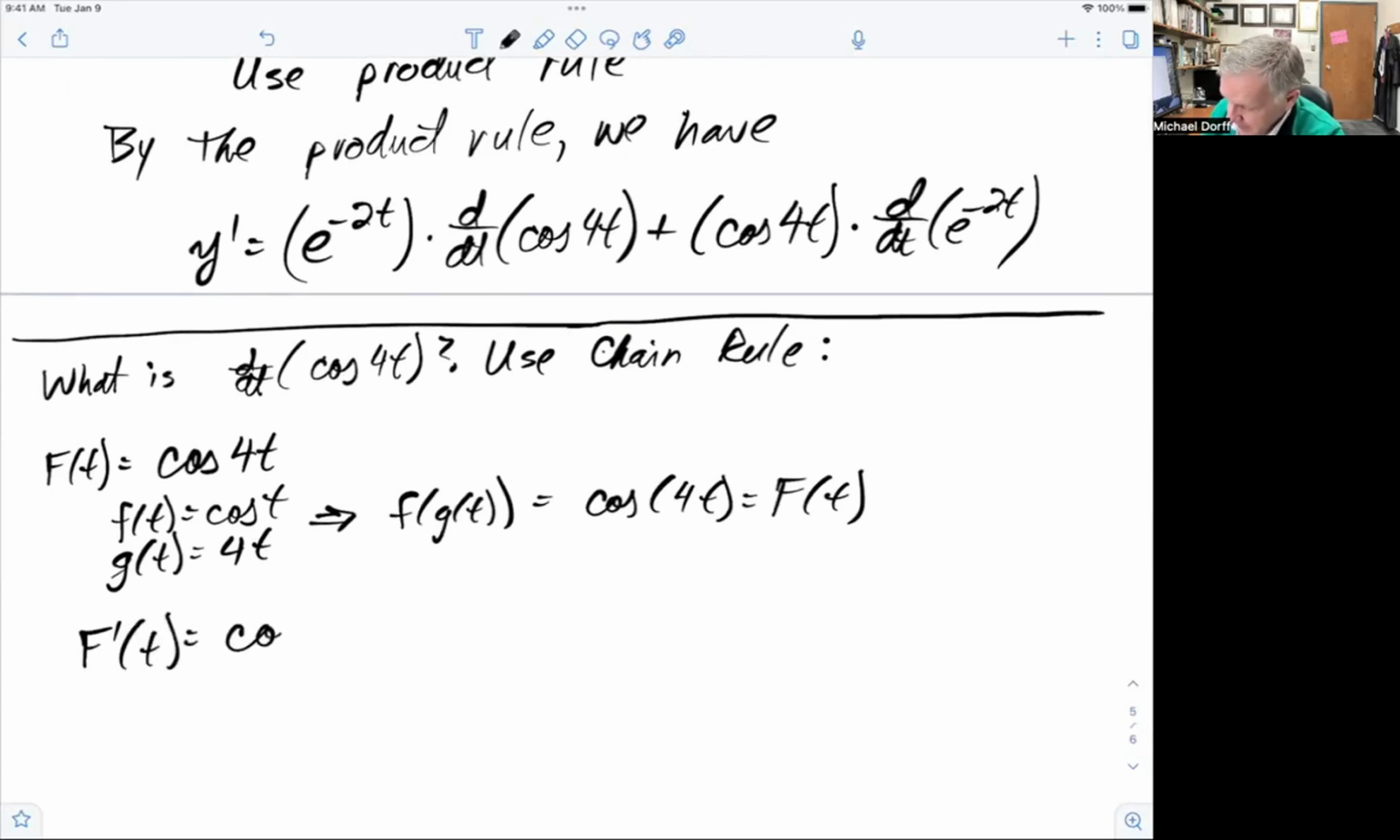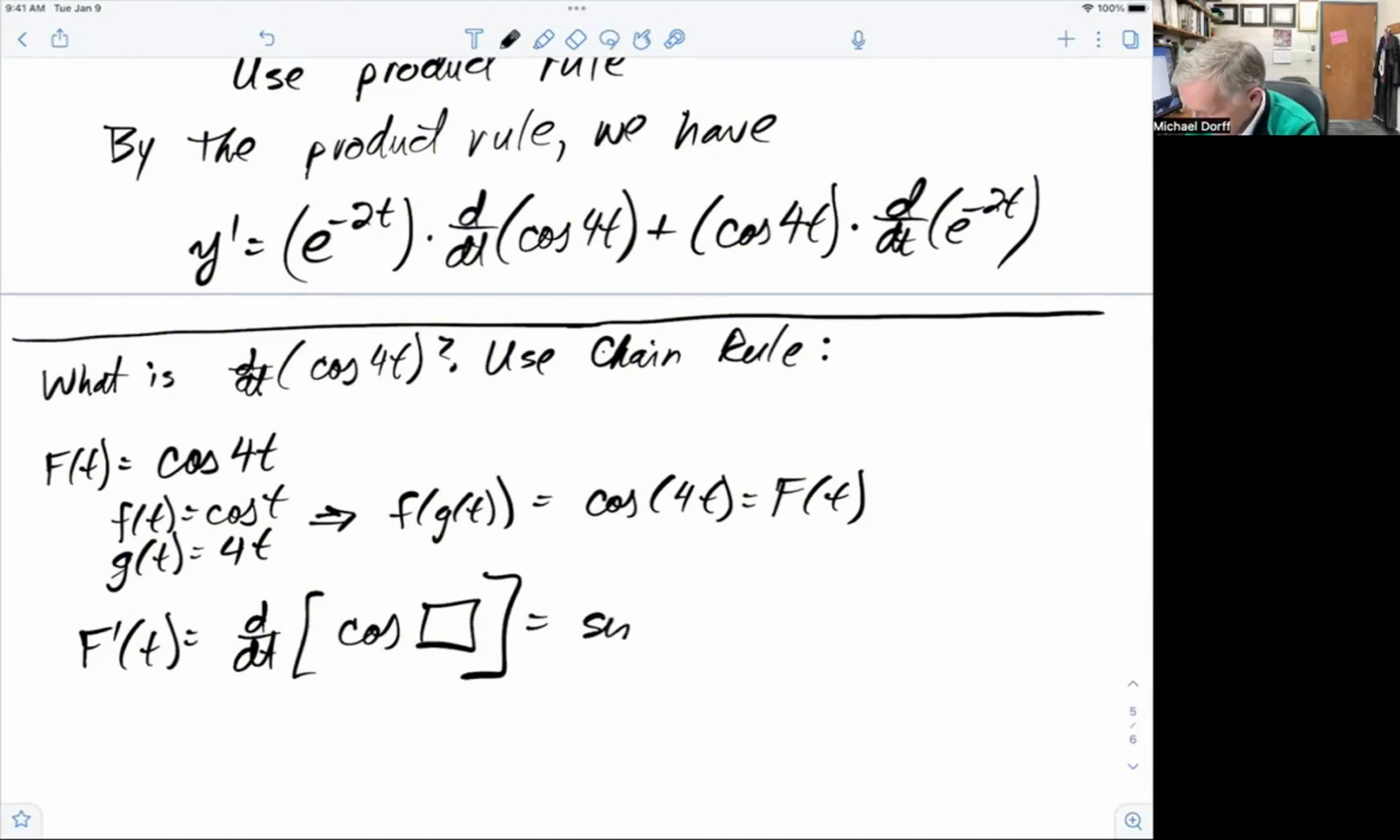I'm going to have cosine of box. Oh, sorry, I didn't write that notation right. I want to take the derivative d/dt of cosine of box. When I do that, what do I get? Well, I take the derivative of cosine. What's the derivative of cosine? It's sine. So I put sine of box times the derivative of box.